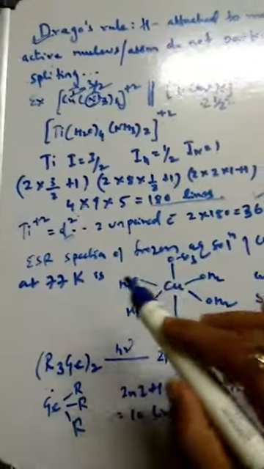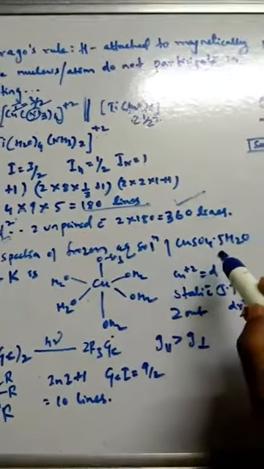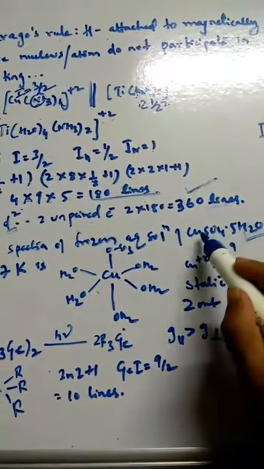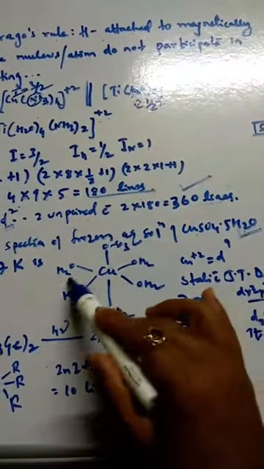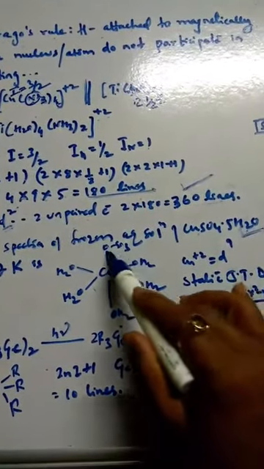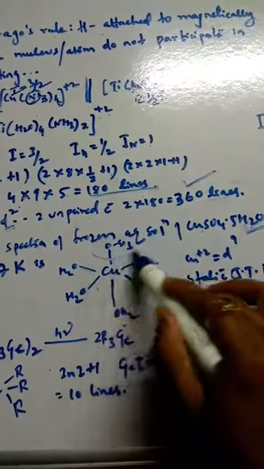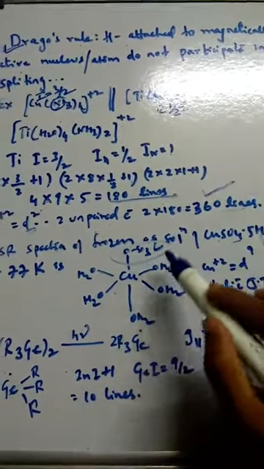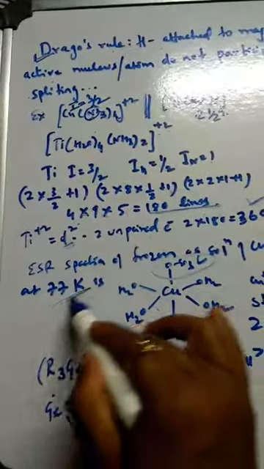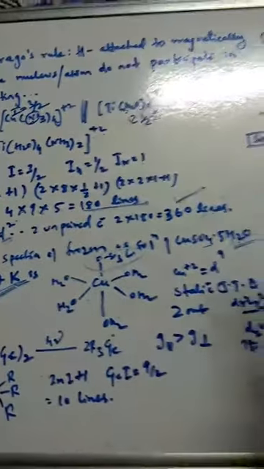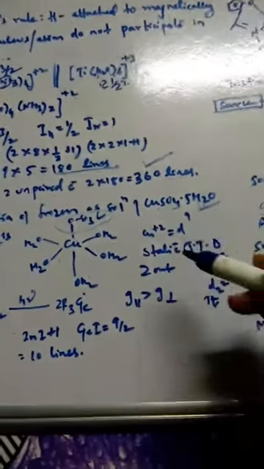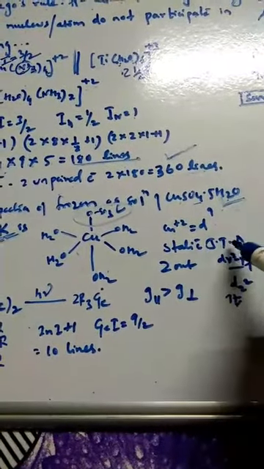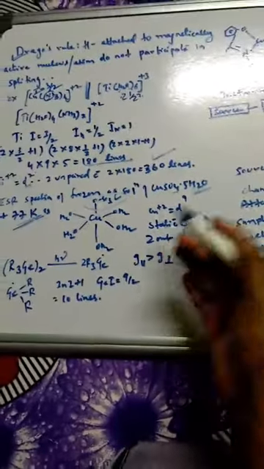Secondly, the ESR spectra of a frozen aqueous solution of copper sulfate pentahydrate. Here he has given copper sulfate 5H2O, 1 2 3 4 5, and one oxygen is attached to the sulfate group, like this is the structure, at 177 Kelvin. This is very important: low temperature. Here copper in copper sulfate is in the plus 2 state, a d9 system, and here it is a static Jahn-Teller distortion. In the last video we learned what static and dynamic are.